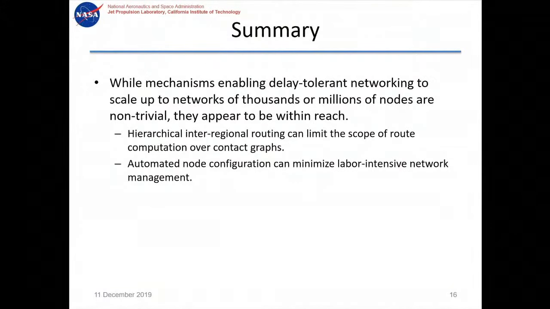So that's the summary slide for all of this discussion. We think that this general approach will enable delay-tolerant networks to scale up to quite large sizes, thousands, maybe millions of nodes, by leveraging hierarchical interregional routing and the automated self-configuration of new nodes that doesn't require hands-on management from network operators.